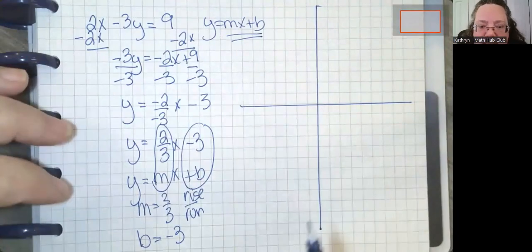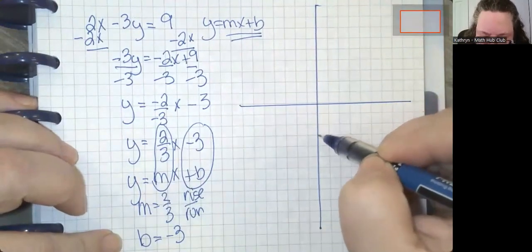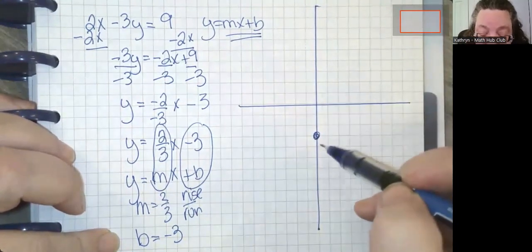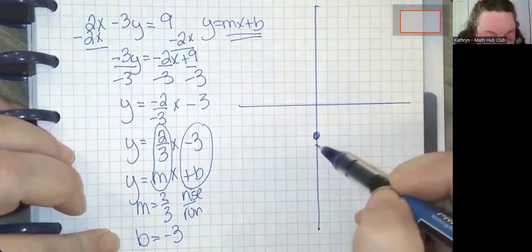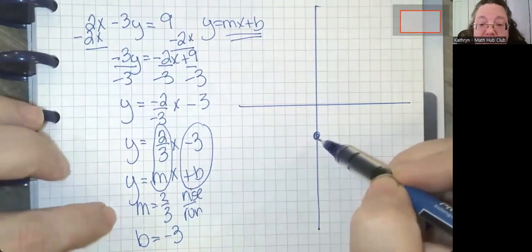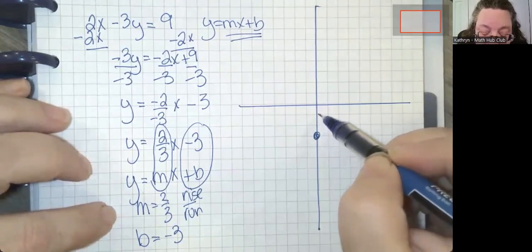Next, graph the y-intercept. This happens to be -3 again. So 1, 2, 3. Now to do the slope, you have to put your pencil on the y-intercept. Trust me, it's going to make your life easier. So put your pencil on the y-intercept and then follow your slope. We're going to go up 2 and over 3.